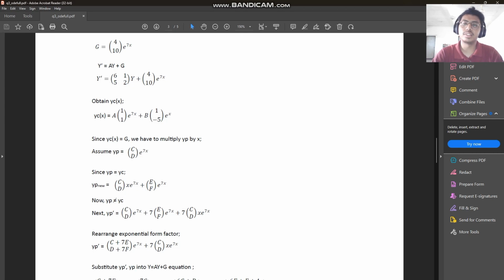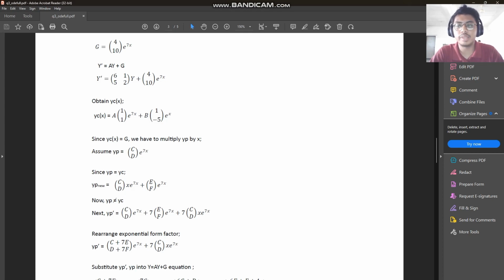YP new is matrices of C, D, X, E, 7X plus matrices E, F, E, 7X. So notice that YP is not the same as YC, so we're good to go. Next thing, we need to find the YP prime of the YP new.